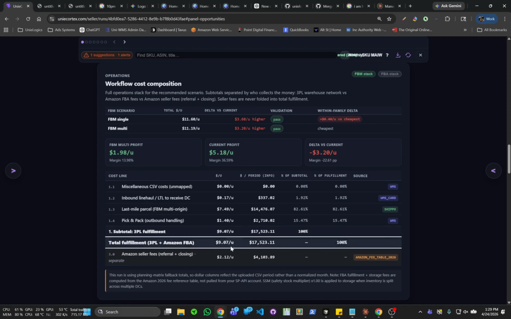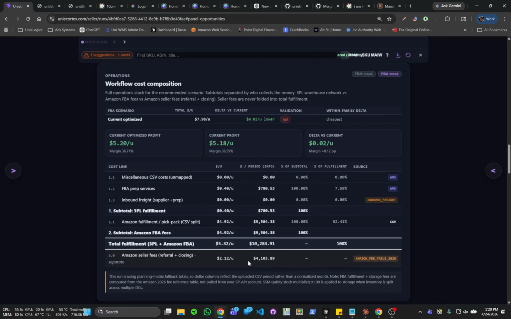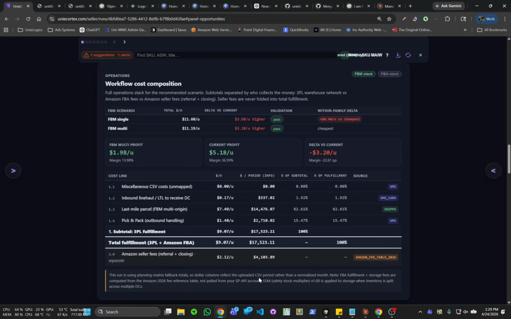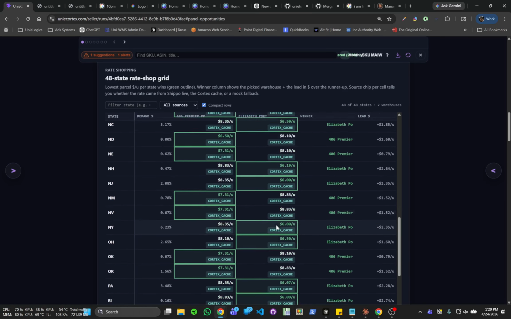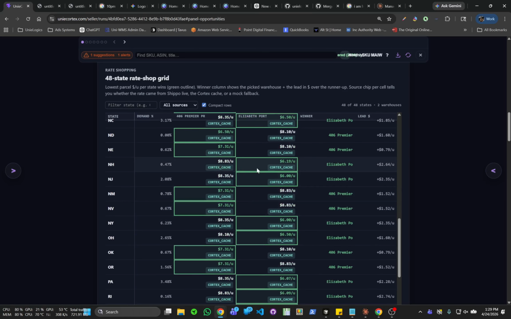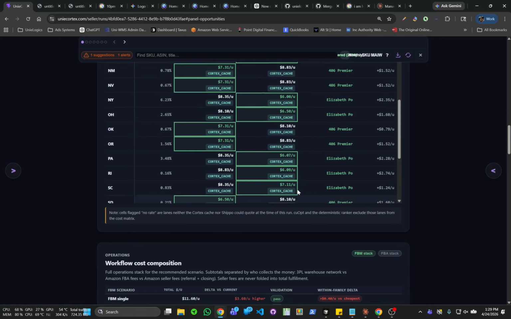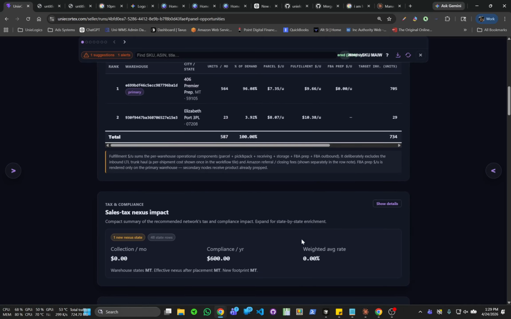This is how we currently break down FBM versus FBA. Everything is detailed so that we are able to understand the numbers, right? Understand the deltas, understand the potential of growth, understand why we're selecting each warehouse, right? Essentially, we're rate shopping one warehouse versus the other one, whichever is lower keeps that state for doing delivery. And this is how it breaks down. So we're using a bunch of intelligence.